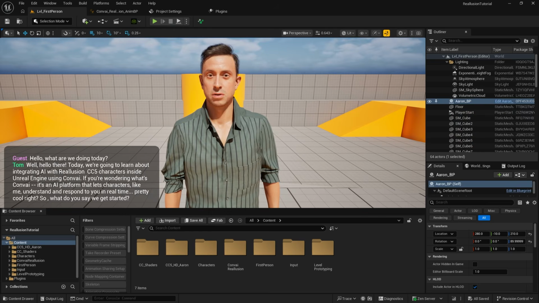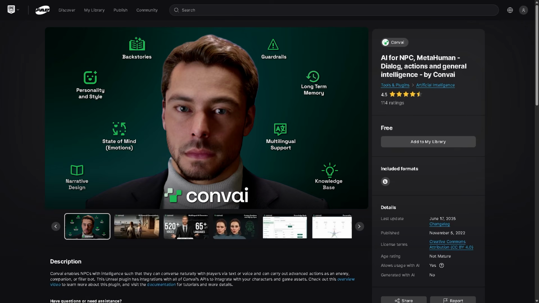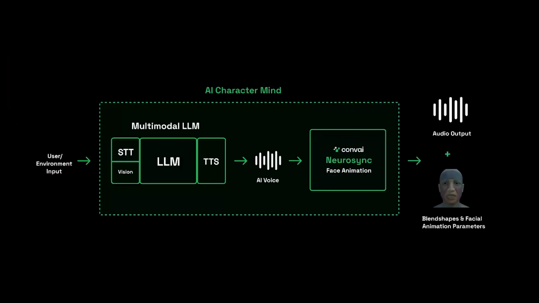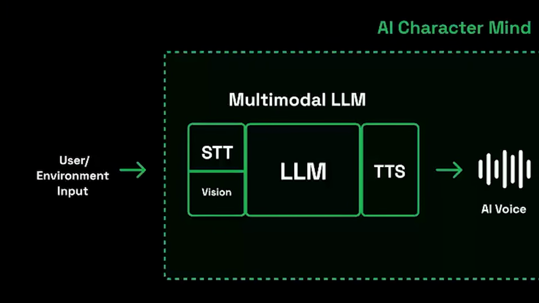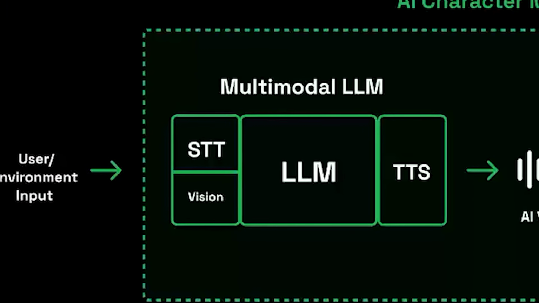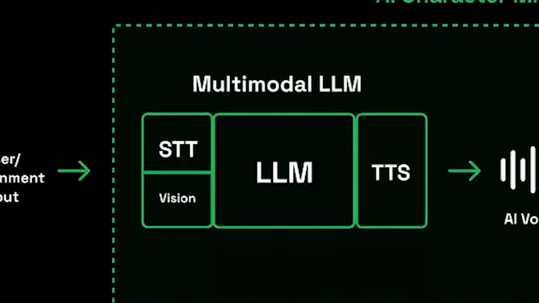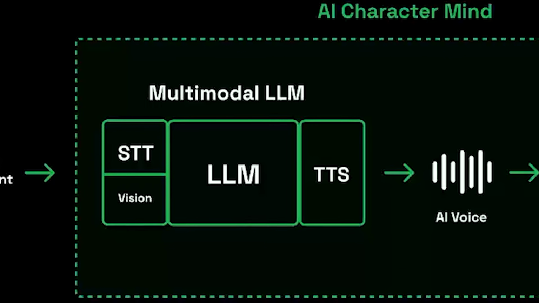Hello and welcome back. In this tutorial, we'll show you how to enable real-time lip sync and facial animation for Reallusion characters using Convai's Unreal Engine plugin. As you interact with a character, Convai's conversational AI pipeline processes input through a multimodal LLM, generating contextual responses with AI voice output.